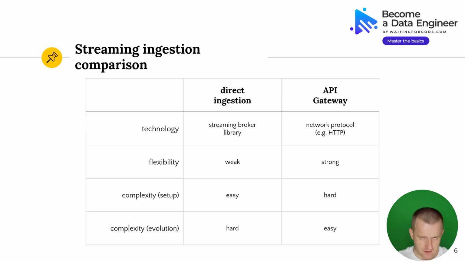For the flexibility, you already see the picture. Direct ingestion is not that flexible because you always need to force your clients to update their code, their version, in order to use, for example, new features or maybe even change the topology of your streaming broker. On the other hand, API gateway is a kind of proxy that you can manipulate much more easily than the direct ingestion mode. So you don't force your users to do any work.